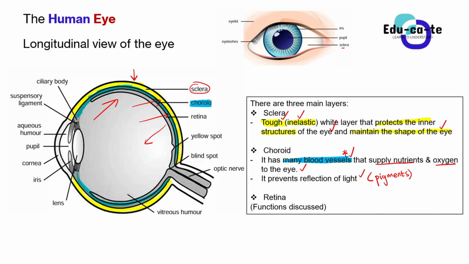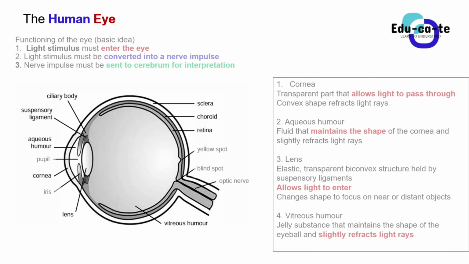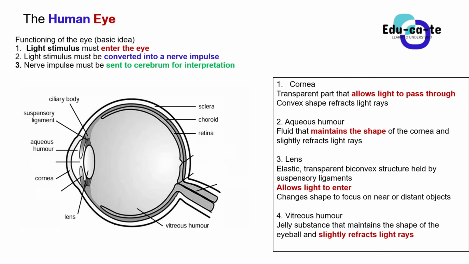And now the retina, the functions will be discussed later, because you need to have an idea of how the eye functions, so that we can get to them. There are many other functions. We're going to look at each and every part later on, and how it works as well. So now let's look at these parts here. First of all, let me give you 3 steps of understanding how the human eye works. We have got light stimulus.